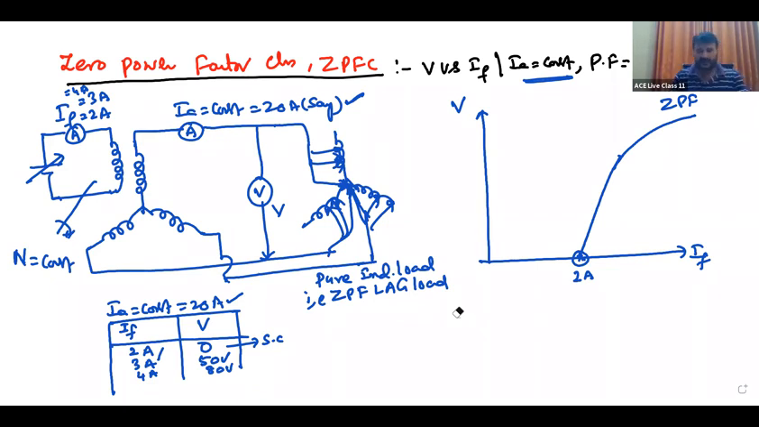Zero power factor characteristics are similar to OCC. If you draw the OCC, the ZPFC is parallel to OCC. This is the zero power factor characteristics. But only OCC will start from origin; ZPF starts from some field current onwards. This is zero power factor characteristics.